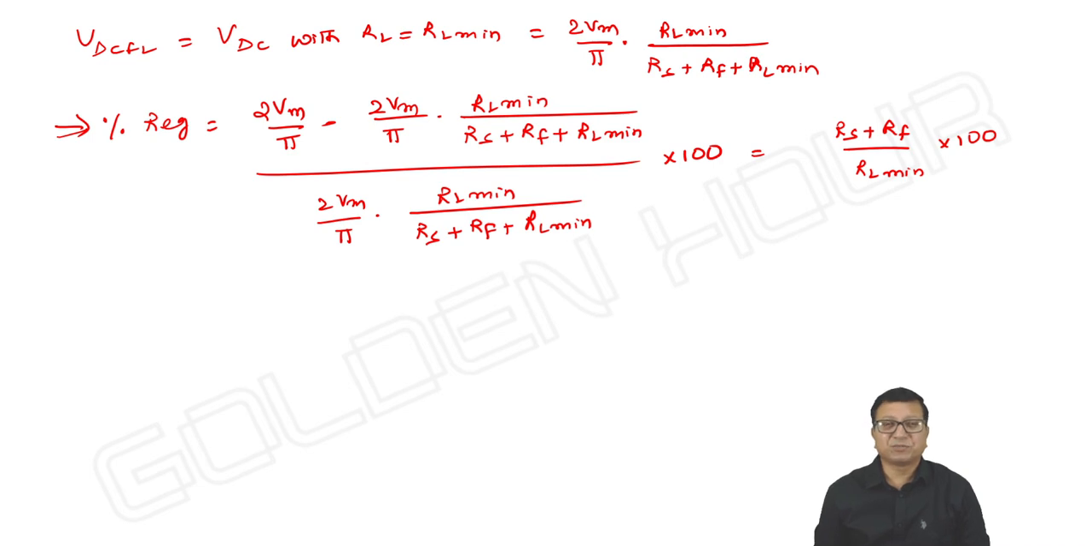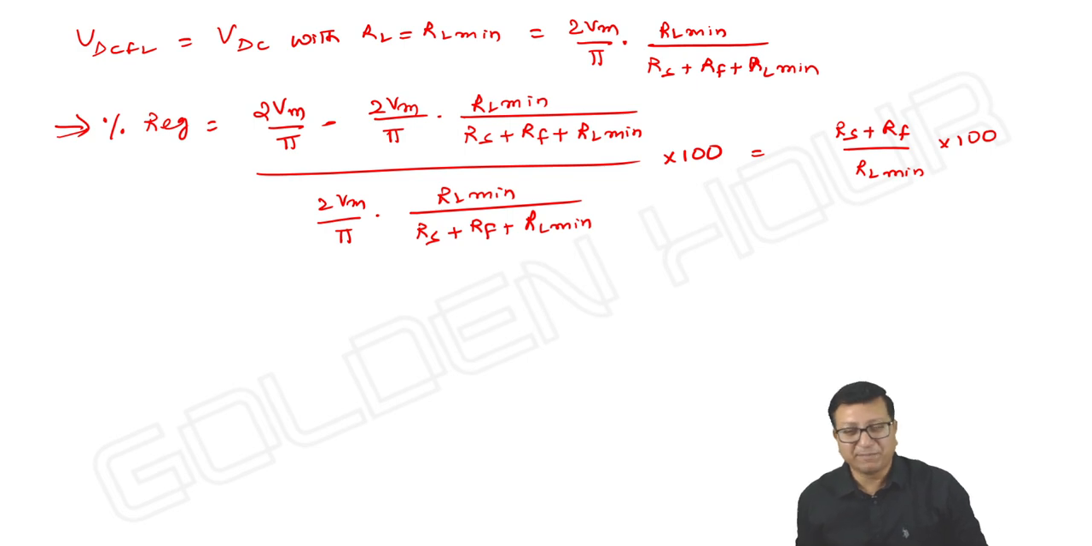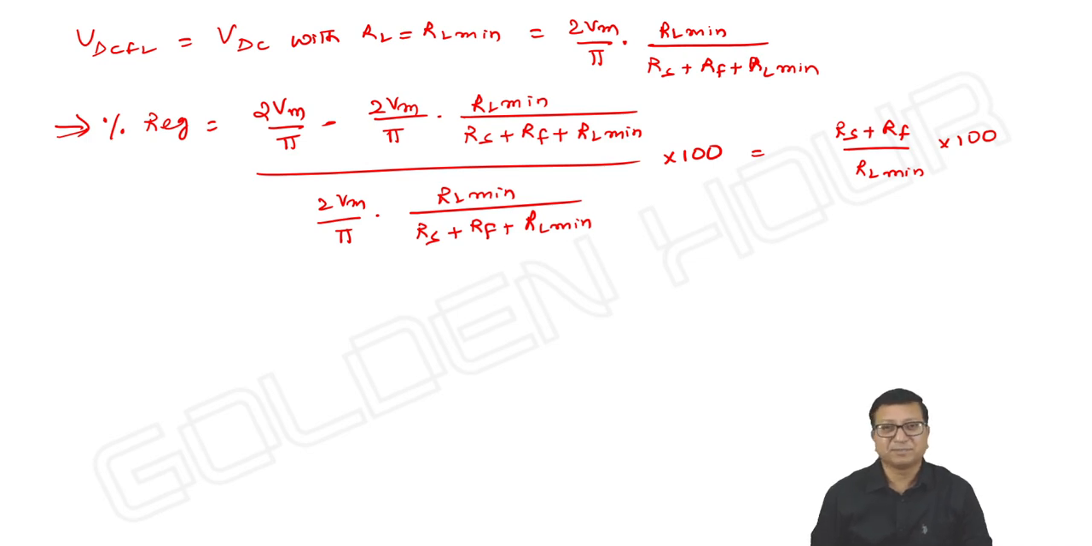And regulation should also be as low as possible. There should not be much difference between the DC voltage levels with RL maximum and RL minimum. Even though your RL is varying, your output voltage amplitude, or your DC output voltage, should not vary much. That's what is called load regulation. Ideally its value is 0. Practically it should be as small as possible. Okay, percentage regulation we have seen.